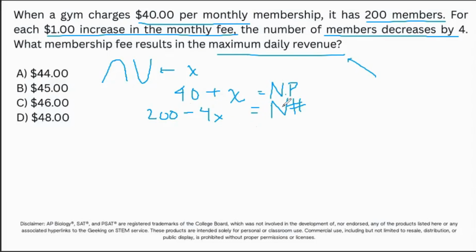Because of this, I can go ahead and set this up and multiply these together. When I do so, I'm looking for the maximum point because I'm looking for the maximum revenue. And that's going to be my value of x, so that's going to be the number of $1 increases. Now I'm going to go back and use Desmos to plug that in directly to see where that maximum point is.